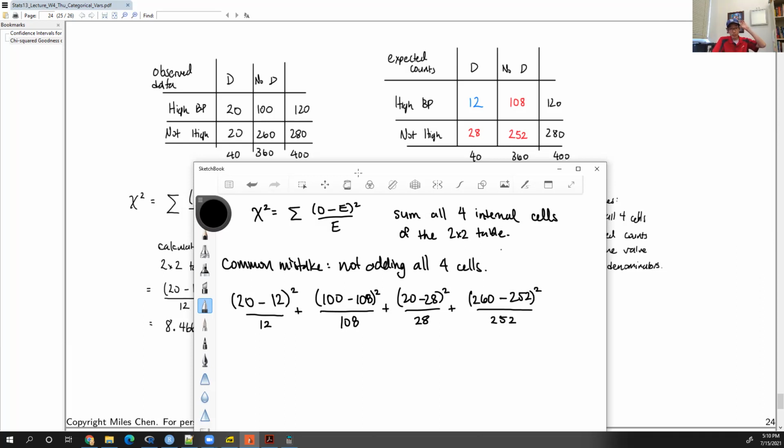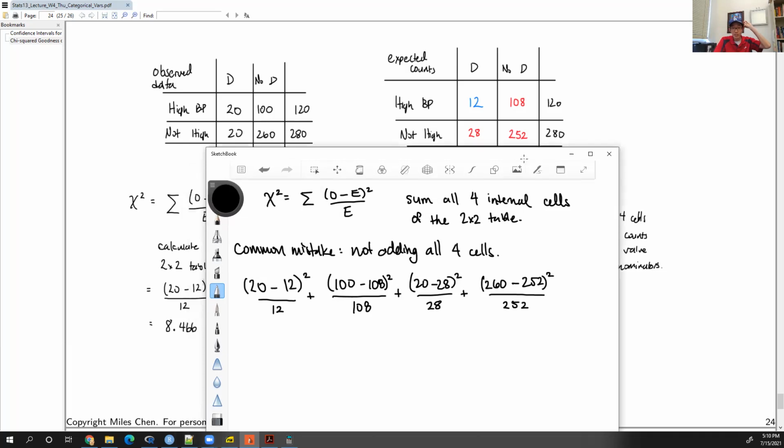But just because the numerator is the same for all 4 cells, the expected value is different for all 4 cells. So sometimes students will just take one thing and multiply it by 4. That's not going to work out, okay? But here I get 20 minus 12, which is 8 squared. So I'm going to have 64 over 12, and then 64 over 108, and then 64 over 28, and I'm going to have 64 divided by 252.